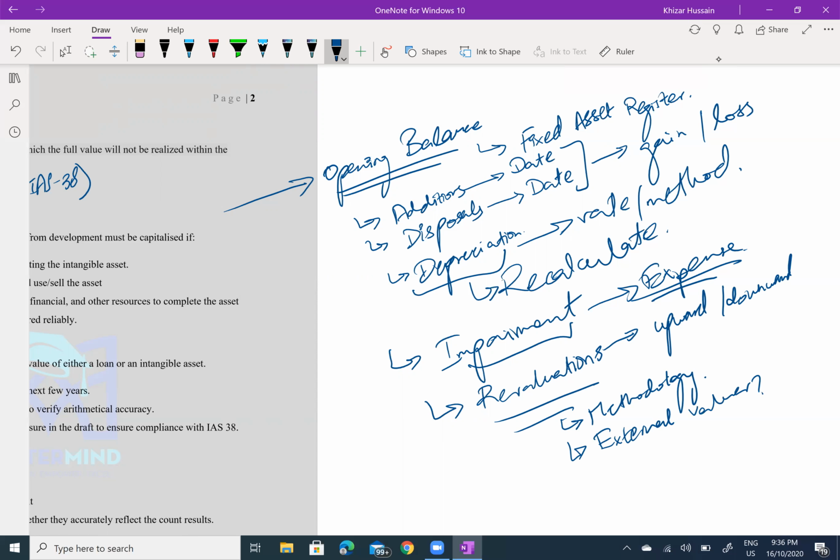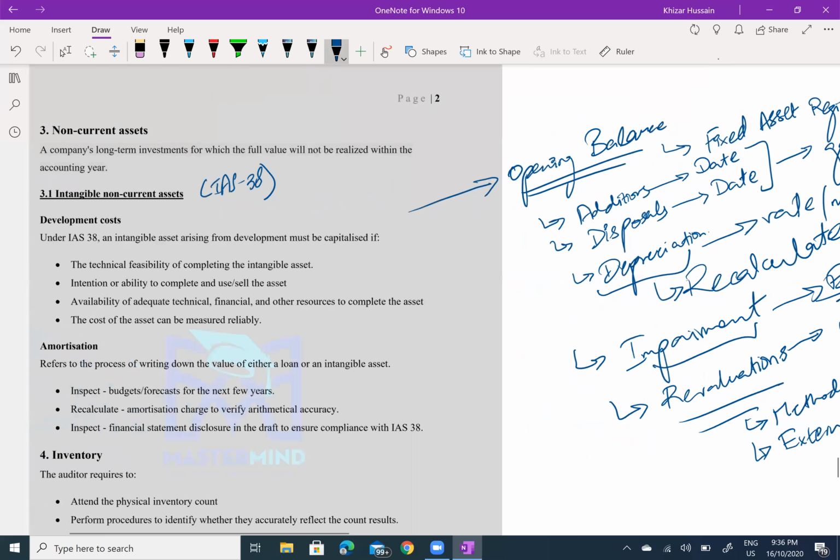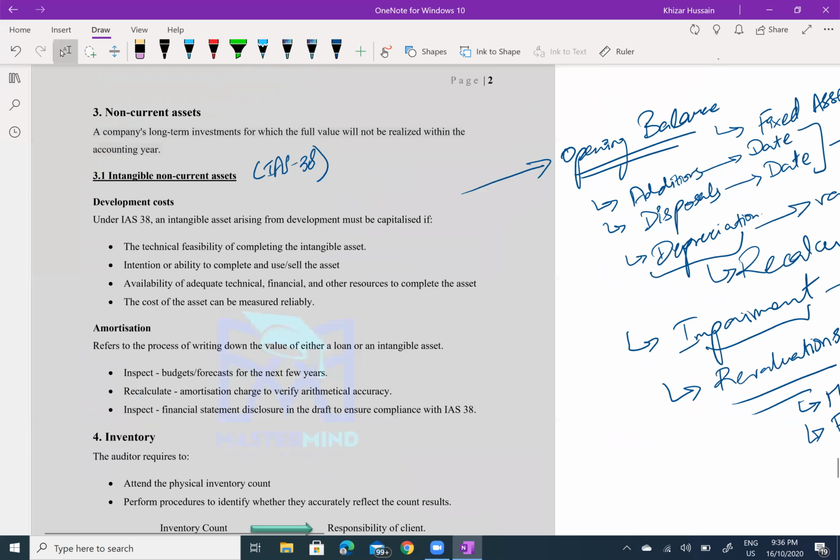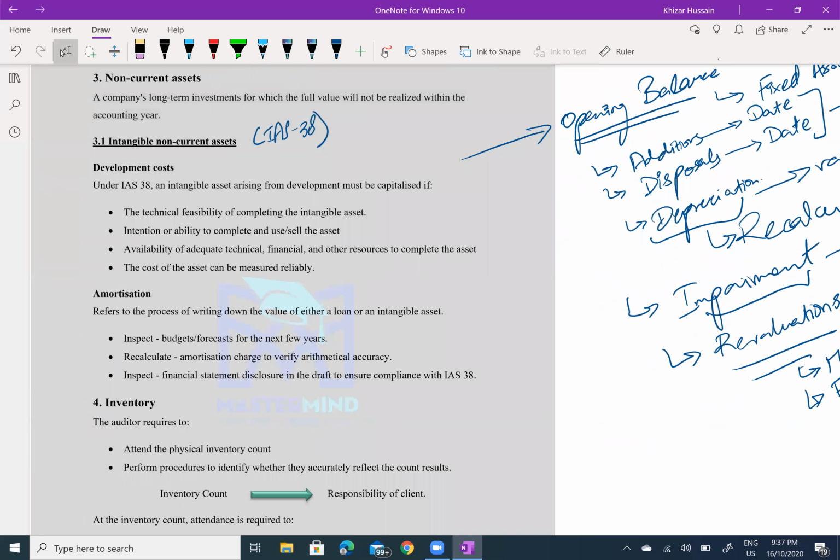Okay. So these could be all the areas that you would want to target related to non-current assets. Make sense? When we talk about specifically intangible assets, right? You guys remember the development criteria?